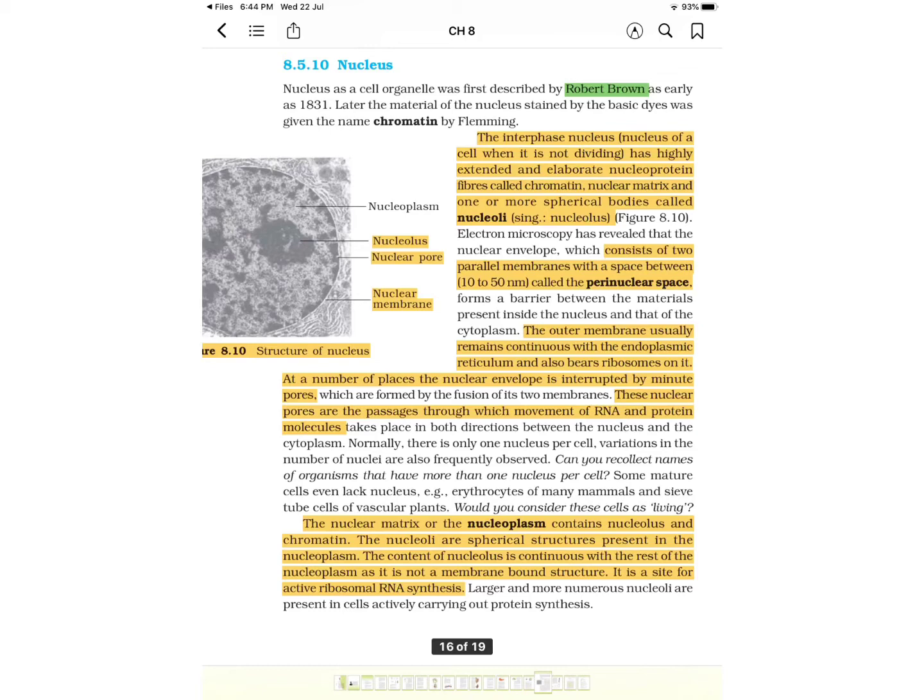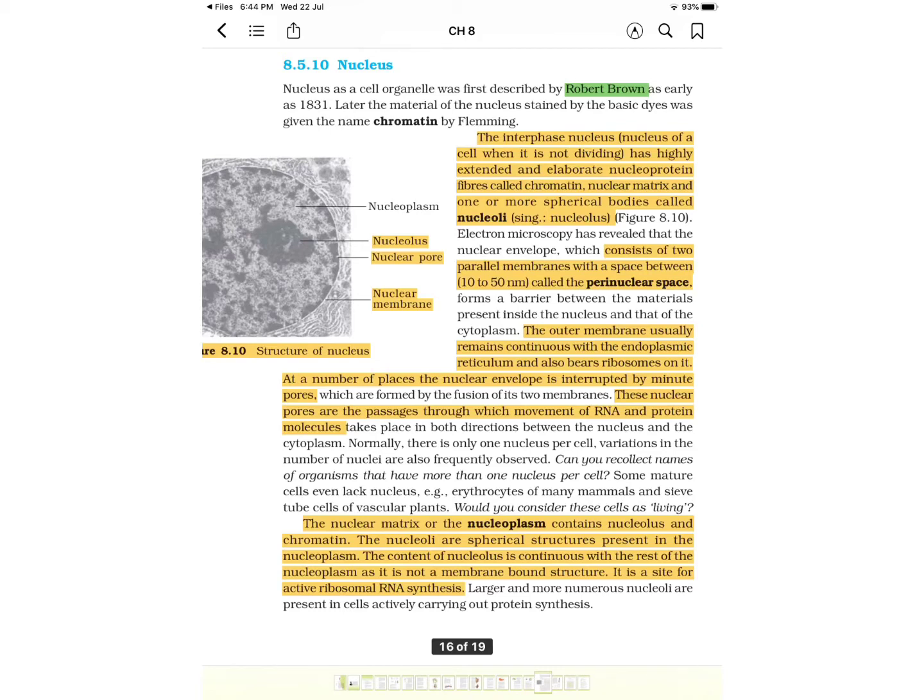The outer membrane usually remains continuous with the endoplasmic reticulum, which has ribosomes on its outer surface. At a number of places, this nuclear envelope is interrupted by minute pores. They are known as nuclear pores. These nuclear pores are passages through which the movement of RNA, protein and other molecules takes place. The cytoplasm of the nucleus is known as nucleoplasm. It is also known as nuclear matrix.